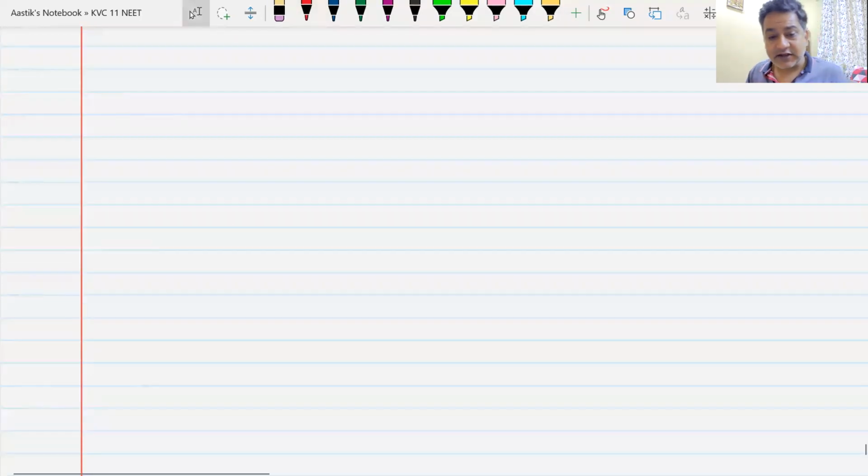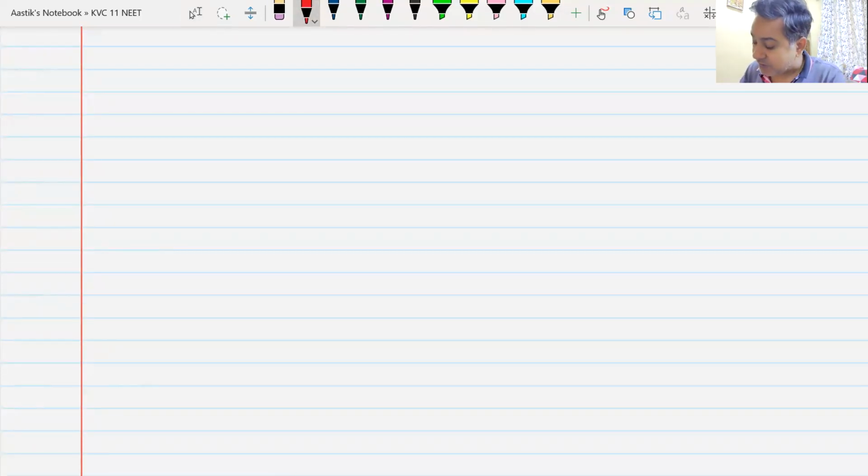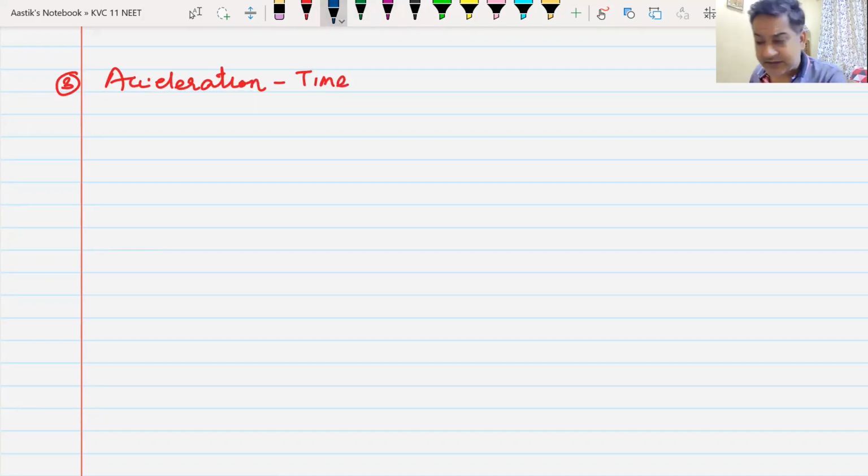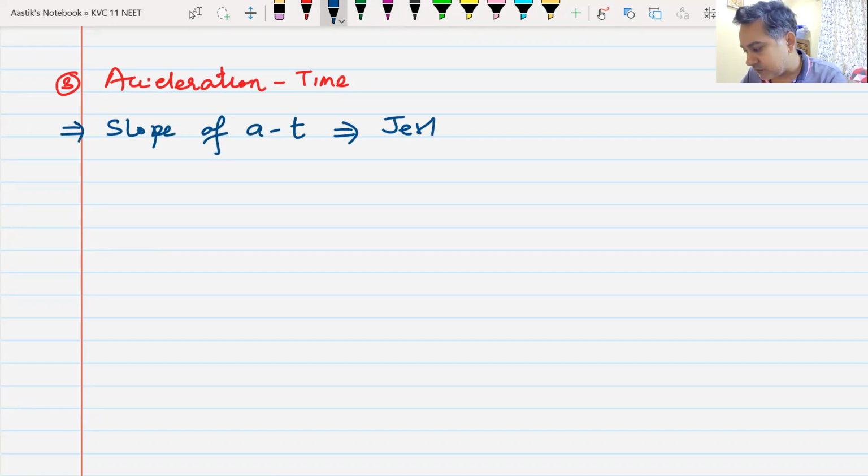Okay, then we move on to the last graph, which may not ever come, but since it is a part of your curriculum, you must do it. It is known as acceleration time graph. Acceleration is plotted on the y-axis and time is plotted on the x-axis. The slope of this AT graph, which no one will ask because that is not a part of your course, gives something which is known as jerk. This jerk is the rate of change of acceleration with time. So you can write it as A2 minus A1 divided by T2 minus T1. No one is going to ask you that jerk.